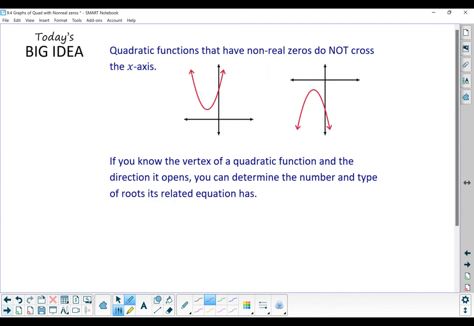All right, so today's big idea was just that quadratic functions that have non-real zeros do not cross the x-axis. If you know the vertex of a quadratic function and the direction it opens, you can determine the number and type of roots that its related equation has.